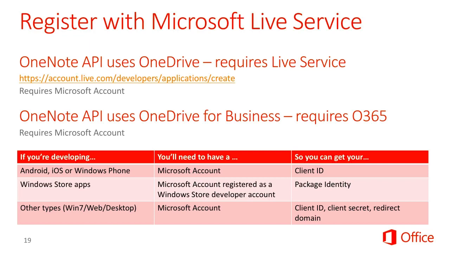The OneNote API uses OneDrive for Business, which is going to require Office 365, which will require a Microsoft account and an organizational account. If you're developing an app for one of the mobile devices, you'll need a Microsoft account so you can get your client ID. If you're creating a Windows Store app, you're going to need a Microsoft account registered as a Windows Store developer account so you can get your package identity. Other types include Windows 7 apps, Windows 8 apps, Windows 10 apps, web apps, desktop apps. For all those, you're going to need a Microsoft account to get your client ID, secret, and redirect domain.